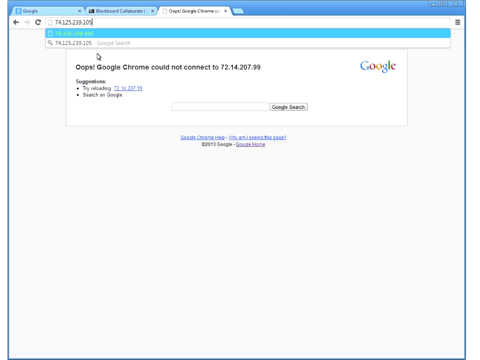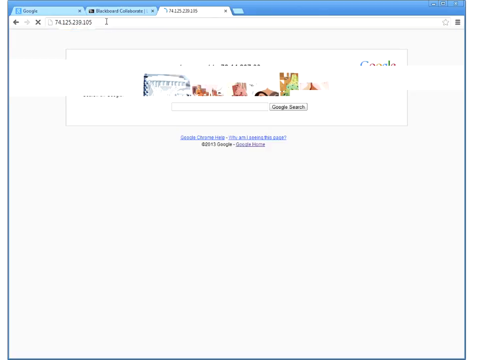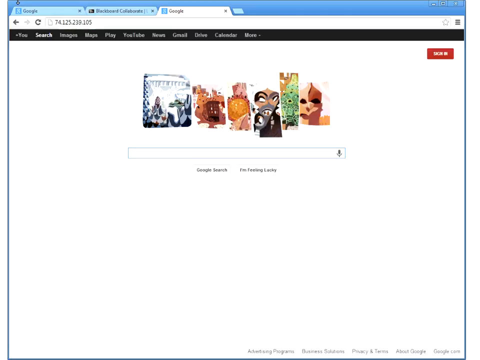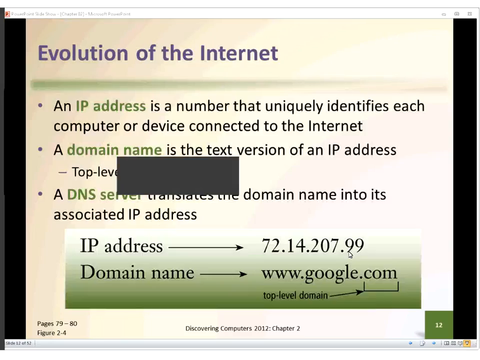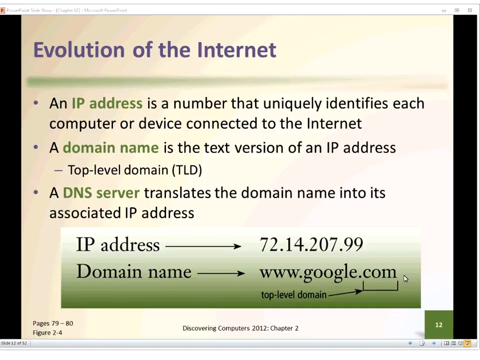Okay, this is actually the address, 74.125.239.105. There we go. There's Google. All right, so let me go back to our slides there. So I need to fix my address there. That's incorrect. But nonetheless, there's an IP address very similar to this one that's mapped to google.com. And it's just a lot easier for me to type in google.com in the browser than the IP address that corresponds with it.